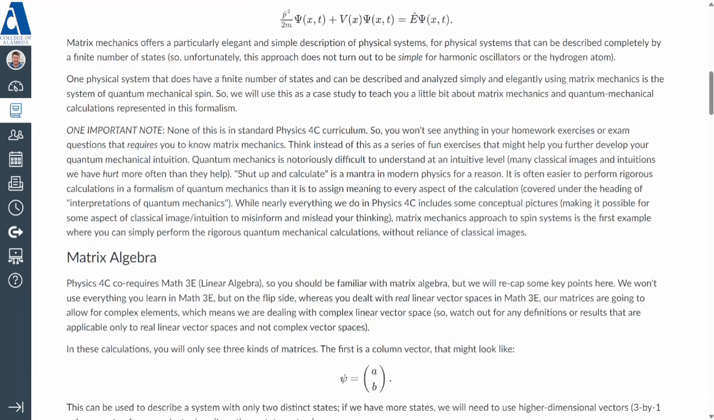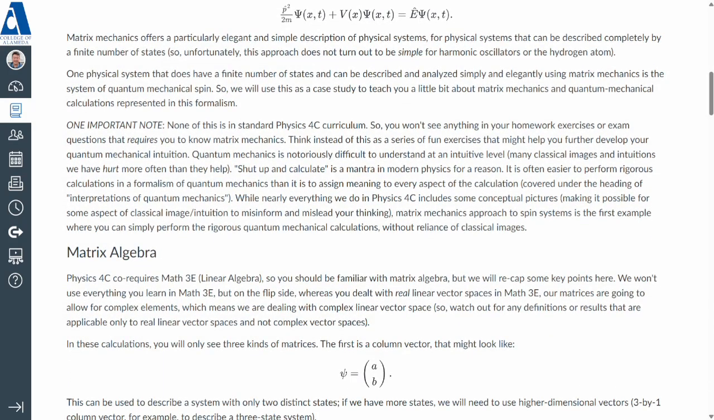One important note: none of this is in the standard Physics 4C curriculum. So you won't see anything in your homework exercises or exam questions that requires you to know matrix mechanics. Think instead of this as a series of fun exercises that might help you further develop your quantum mechanical intuition.